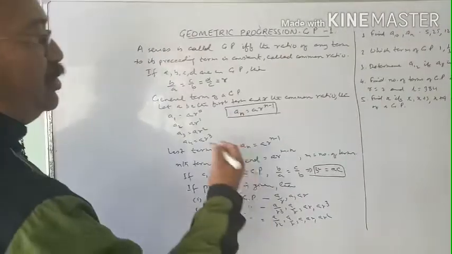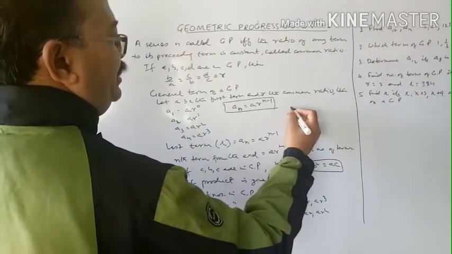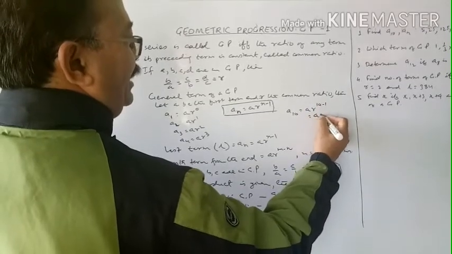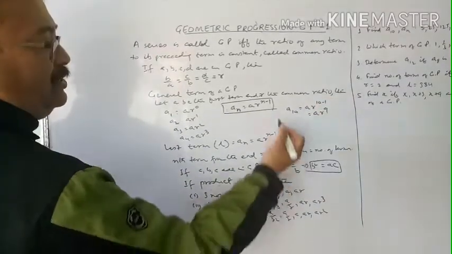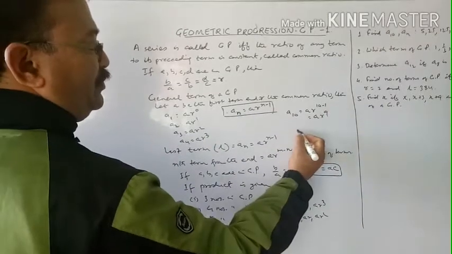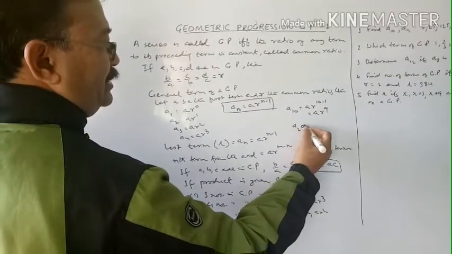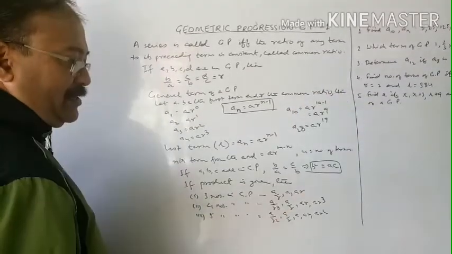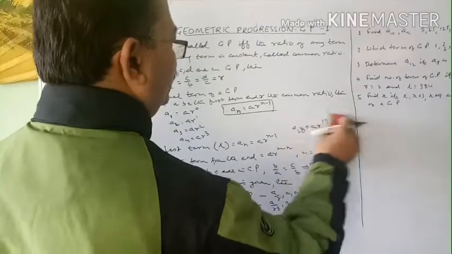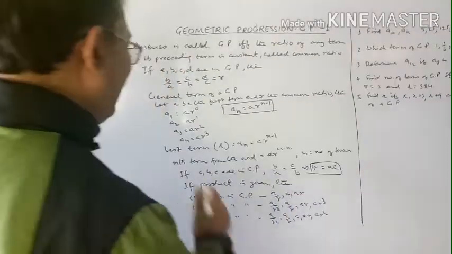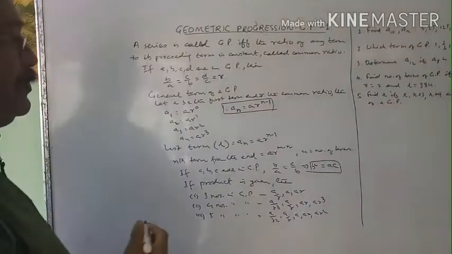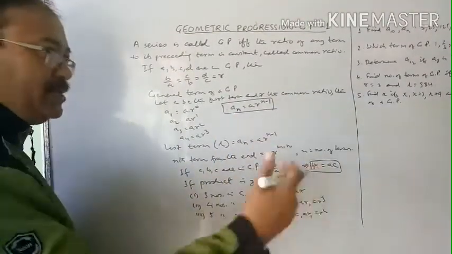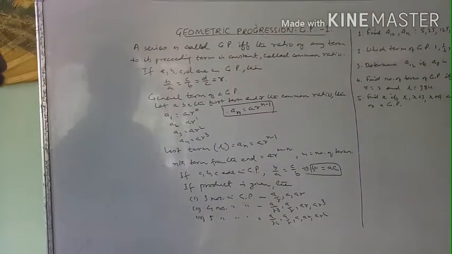Now suppose you have to find the 10th term. So the 10th term will be A10. It will be A R to the power 10 minus 1, that is A R to the power 9. So when you find A10, you can directly take AR to the power 9. If you have to find the 20th term, A20, you can take A R to the power 19. One less you can take directly. So this is the general term. Now the last term of GP is normally the nth term, and that is A R to the power n minus 1. So the nth term is the last term of the series.